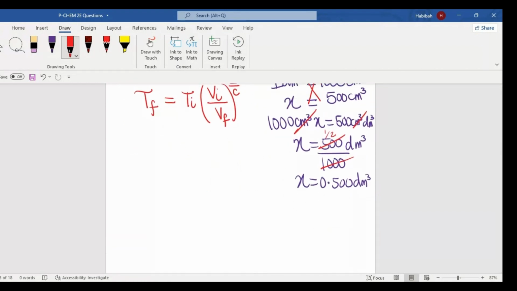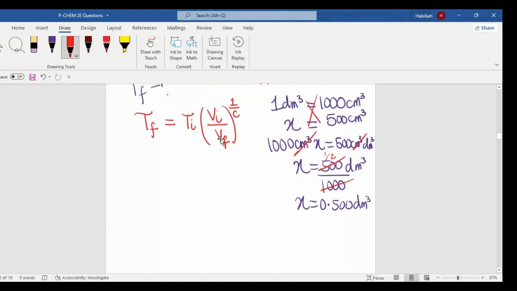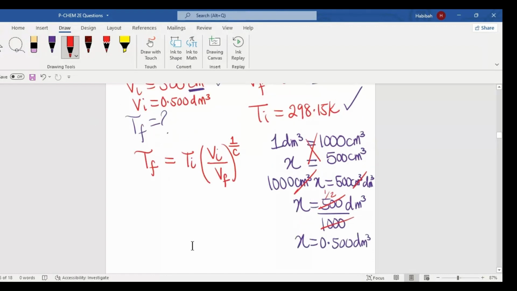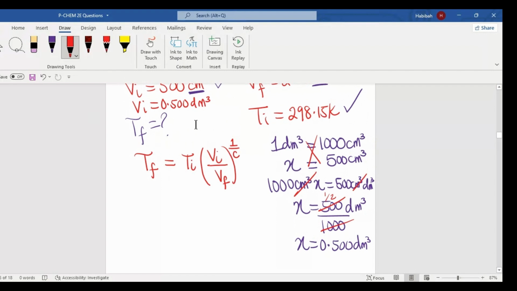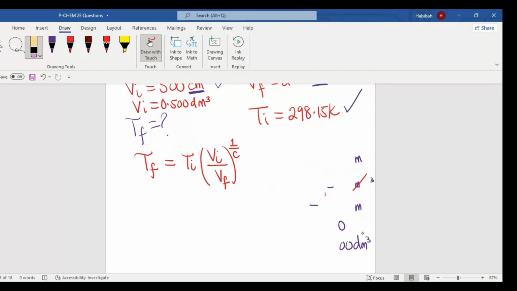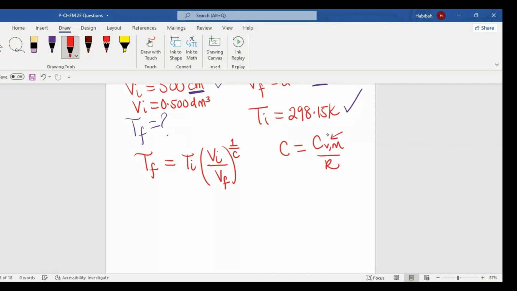Now, the next thing we're going to do is determine the value of C, right? You have to determine the value for C. We know that that's very, very important in order for us to input everything here successfully. So to find C, we have to note this information right here. Let me erase this work so that we don't have to go too far. So to find C, we have to note that the formula is CV,M divided by R. So this is the molar heat capacity at constant volume, as well as this is a gas constant.